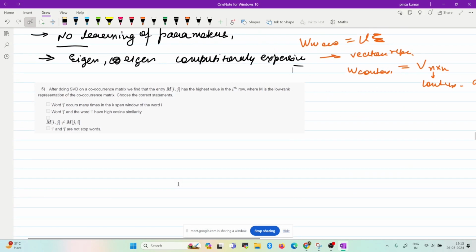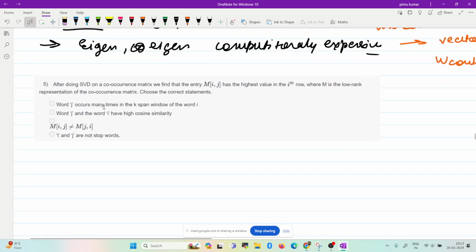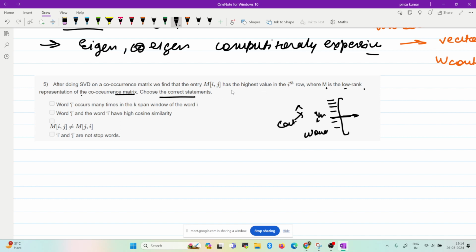Okay, we have a question. The question is, after doing SVD on a co-occurrence matrix, we find that Mij has the highest value in the ith row. So for the co-occurrence matrix we have done SVD, and we have obtained some x hat. Its rows would represent words. So the ith row is the vector representation for some word, let's say cat, where M is the low rank representation of the co-occurrence matrix. Choose the correct option. So what it says is that there is some j for which the entry Mij is the highest.